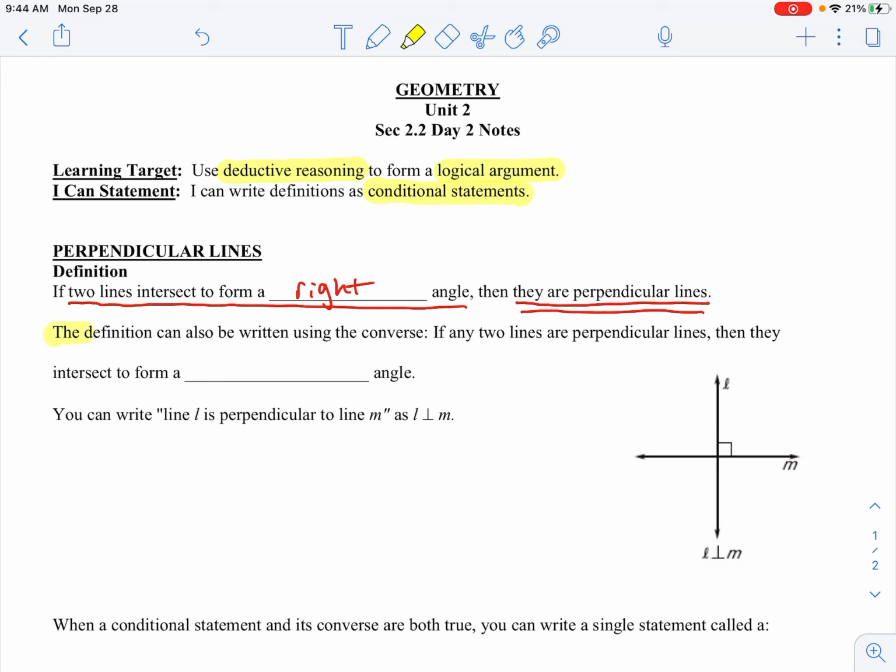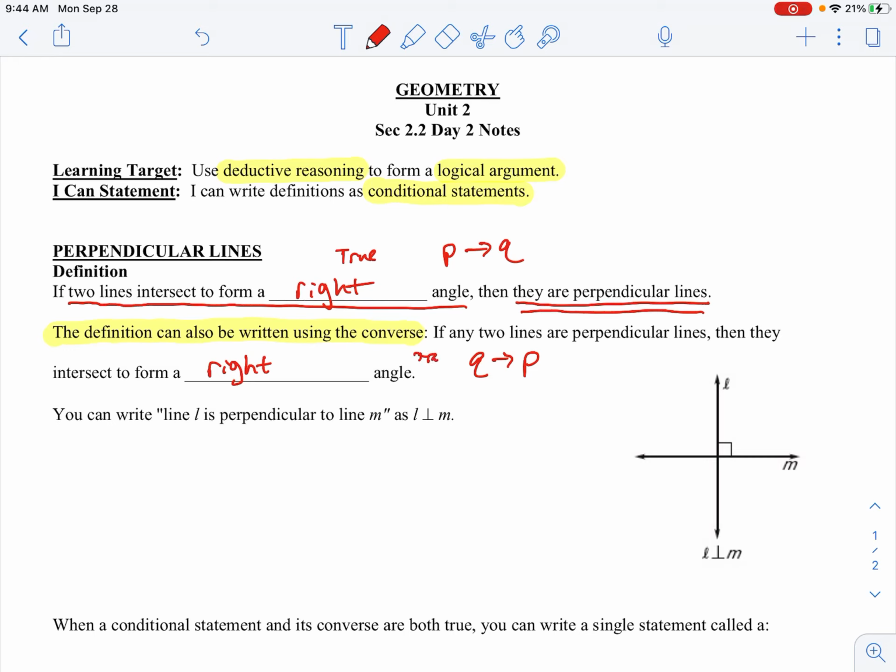Now over here, you're going to see that this definition can also be written using the converse. To remind you, the converse switches the hypothesis and conclusion. So we started with if P, then Q. The converse says I can actually go the other way. If any two lines are perpendicular lines, which was our original conclusion, then they intersect to form a right angle. And if you think about this, it is true for both, and this would be true, let me write, and this would be true.